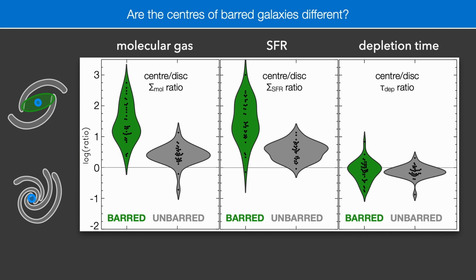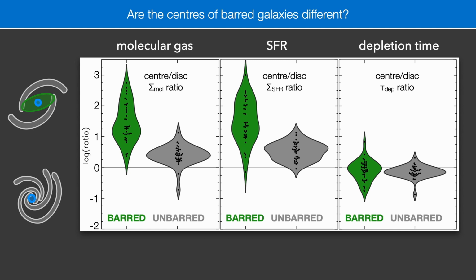For that, we examine depletion times, which are the time that it would take to consume the currently available gas at the present star formation rate, if this star formation rate were sustained over time. Short depletion times imply an efficient conversion of gas into stars. The result is that the mean depletion time is quite similar in the centers of galaxies with or without a bar, but the scatter is significantly larger for barred galaxies.